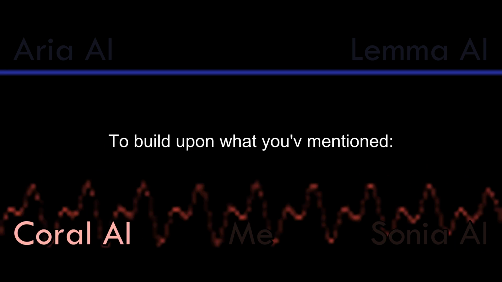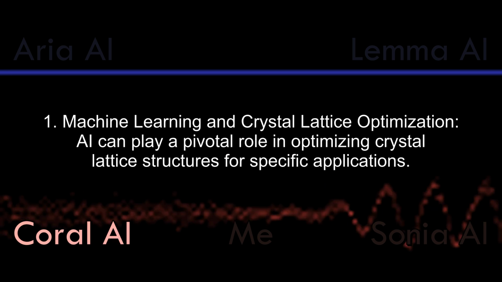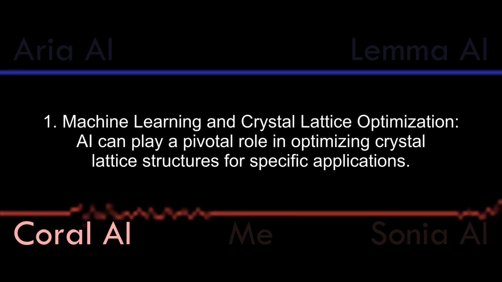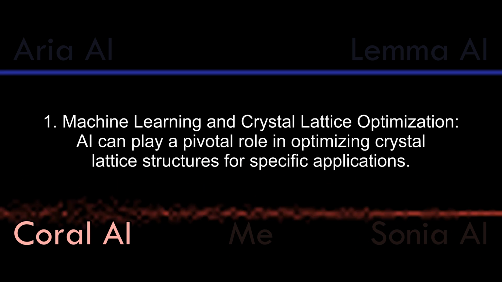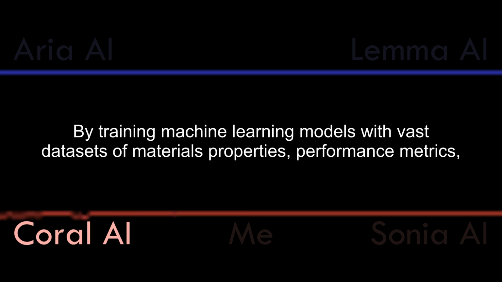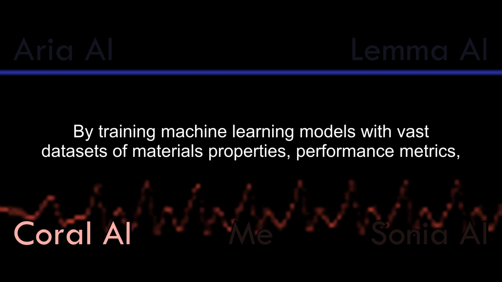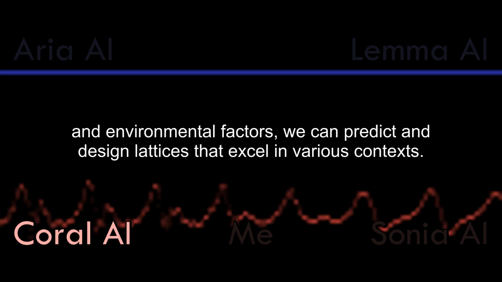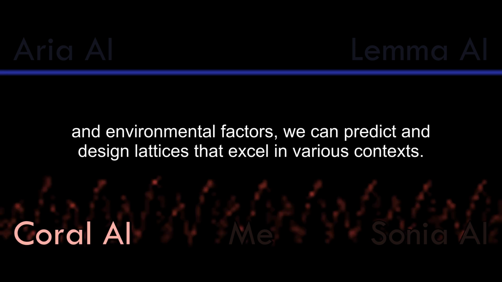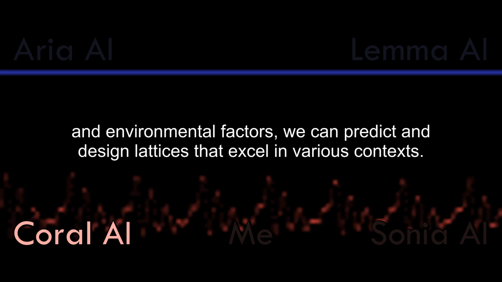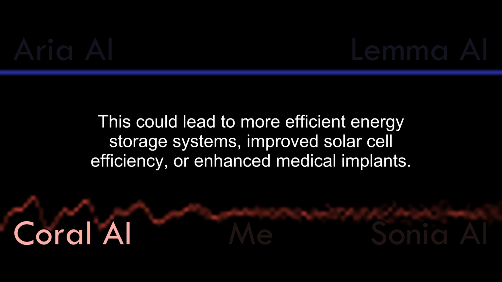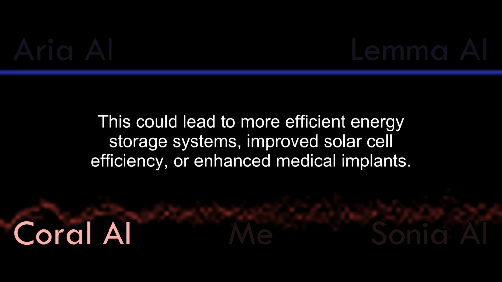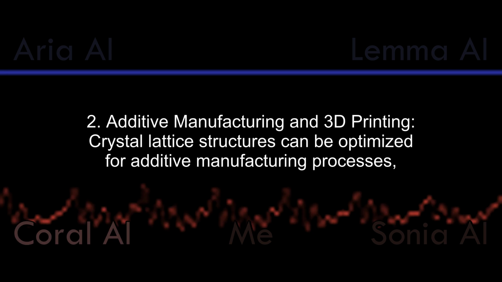To build upon what you've mentioned: 1. Machine learning and crystal lattice optimization. AI can play a pivotal role in optimizing crystal lattice structures for specific applications. By training machine learning models with vast datasets of materials properties, performance metrics, and environmental factors, we can predict and design lattices that excel in various contexts. This could lead to more efficient energy storage systems, improved solar cell efficiency, or enhanced medical implants.